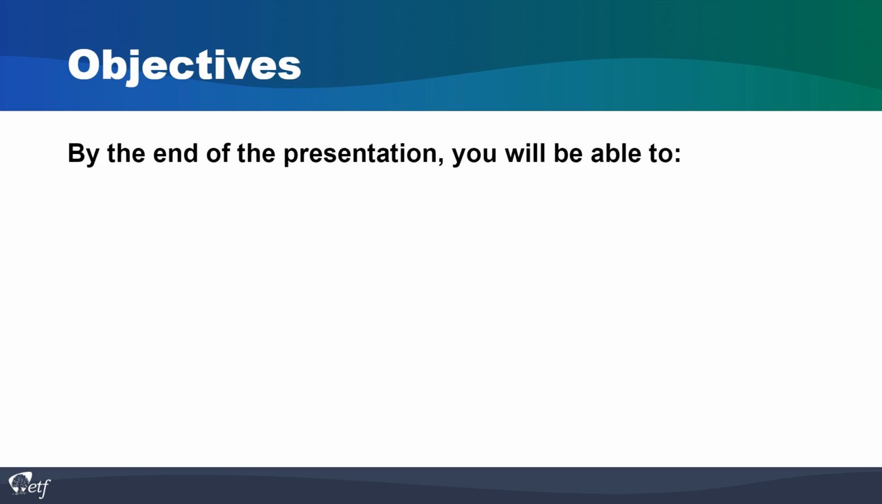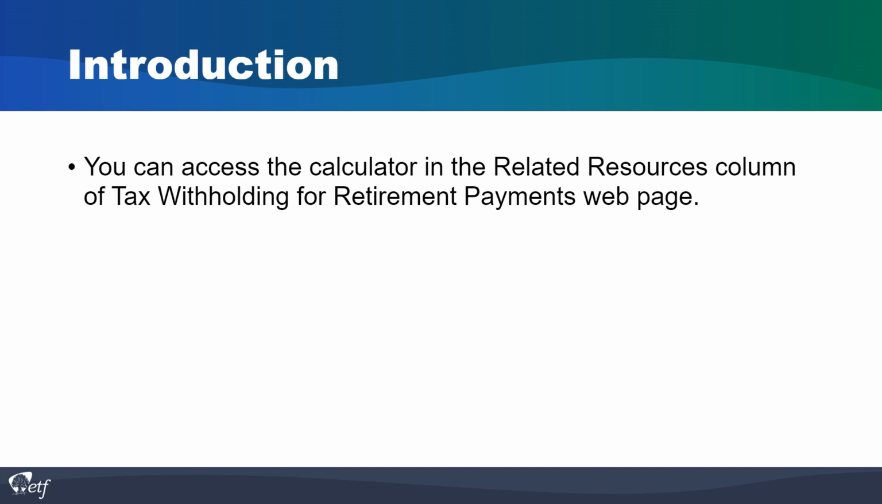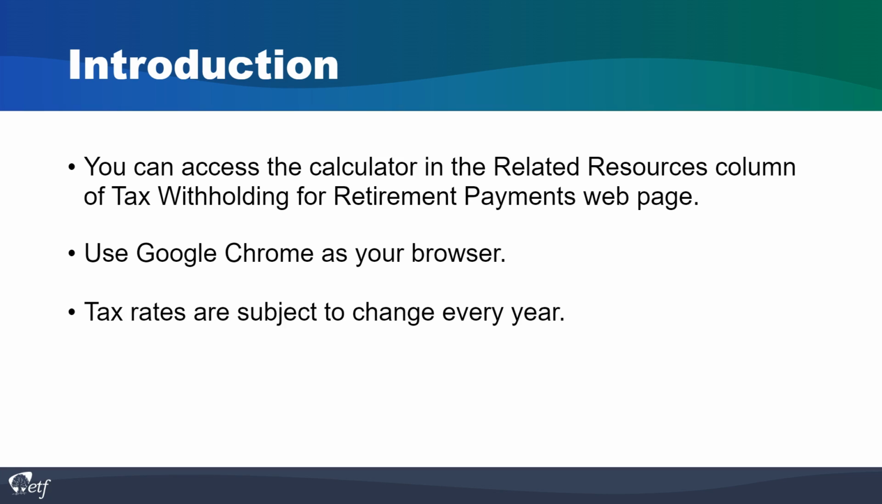By the end of this presentation, you'll be able to use ETF's online tax withholding calculator to determine the desired amount of federal and state tax withholding. You can access the ETF online tax withholding calculator in the Related Resources column of the Tax Withholding for Retirement Payments webpage. For the best experience, please use Google Chrome as your browser. At times, you will need to update your state and federal tax withholding elections to get the desired tax deductions. Tax rates are subject to change every year.